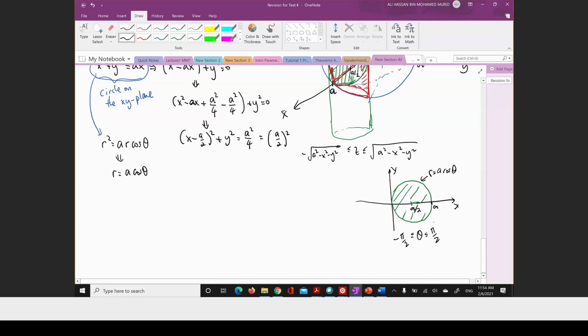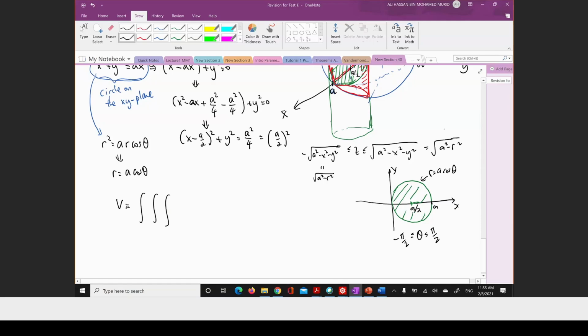Remember, you have studied polar coordinate, polar graph in the what? In mathematical method 1. So therefore, the volume now can be written using cylindrical coordinate. The idea is to use cylindrical coordinate, and in cylindrical coordinate, this is square root of a squared minus r squared.